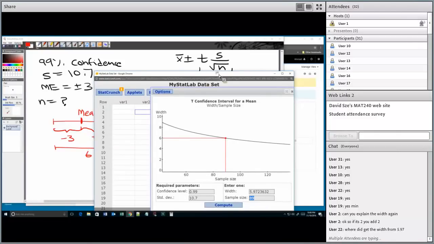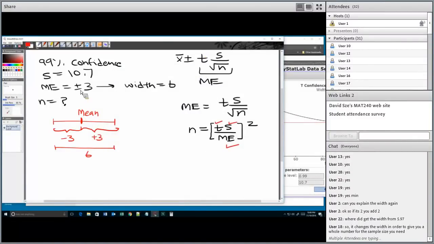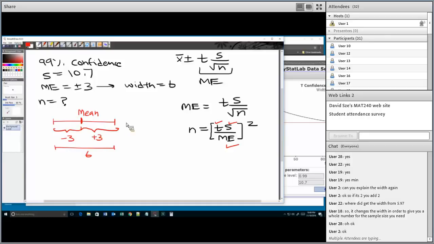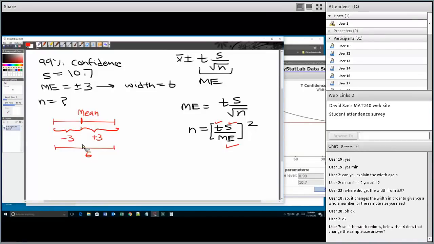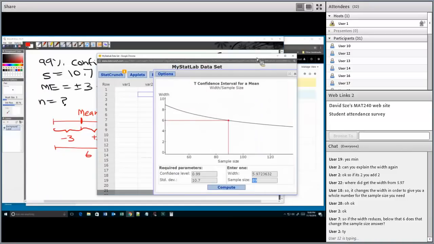Kimberly, if the margin of error was plus or minus 2, then your width will be 4. If you can just understand this diagram here, plus or minus 3, then you know that the total width is 3 plus 3. 3 in this direction, 3 in this direction will give you a total of 6.